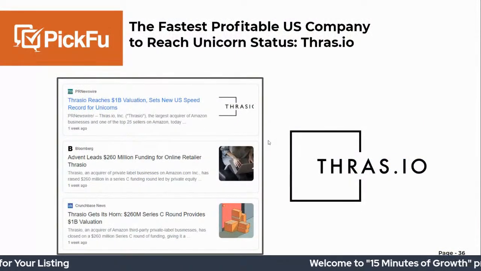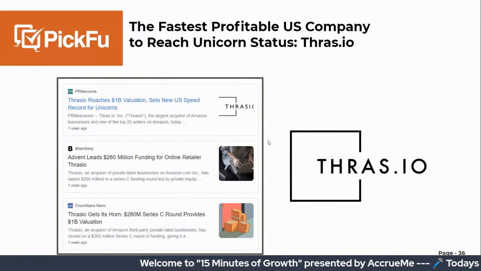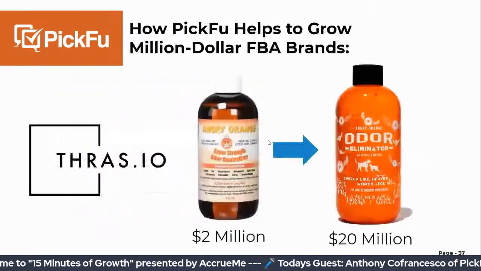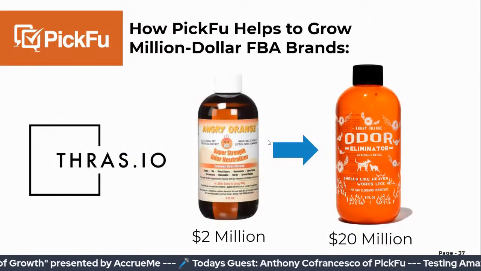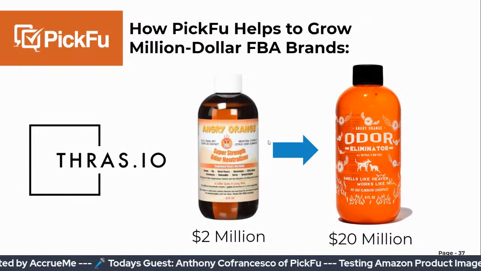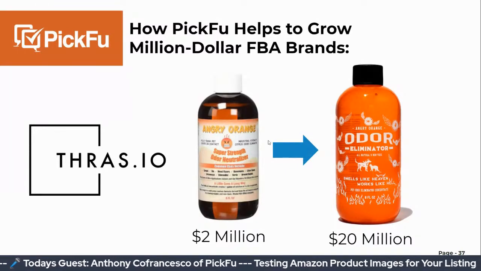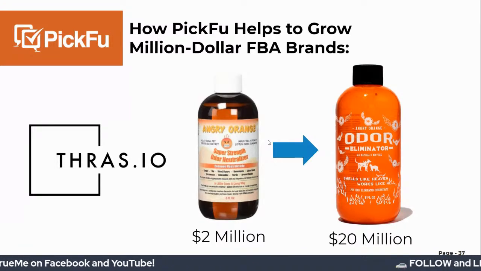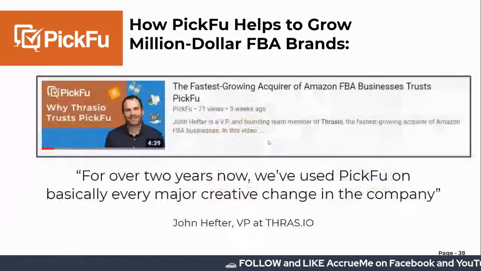There's this company you've probably heard of called Thrasio. It's an FBA roll-up strategy, one of the fastest profitable companies to reach unicorn status in the US, a $1 billion valuation. And they use PickFu. They've been using PickFu for years. And we have a really good case study with them where they acquired this brand, Angry Orange, for $2 million. It had this product packaging. They used PickFu to go through a handful of variations, changing a whole bunch of things with the product packaging aside from just the bottle. And just from that, they grew that brand from $2 million to $20 million.